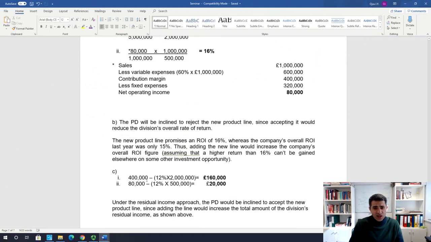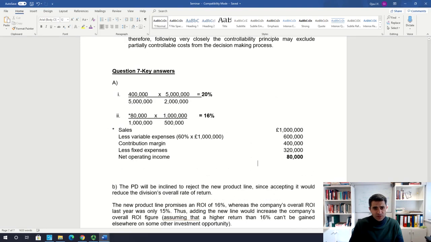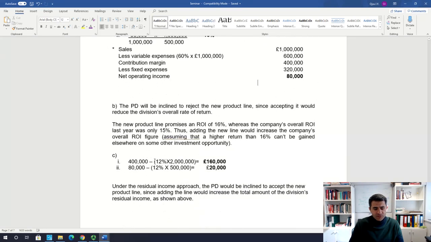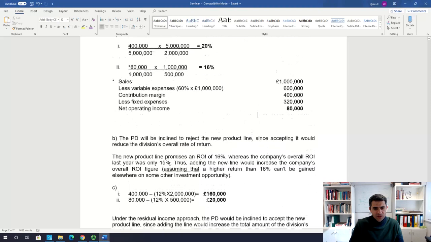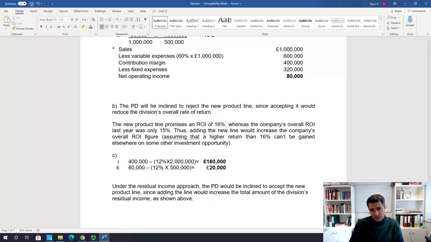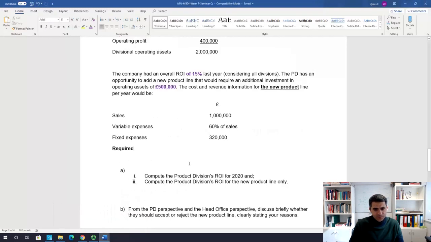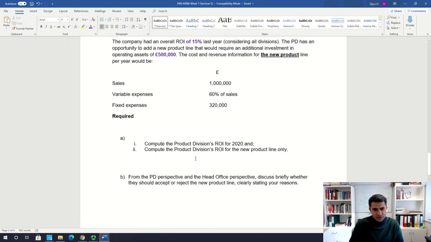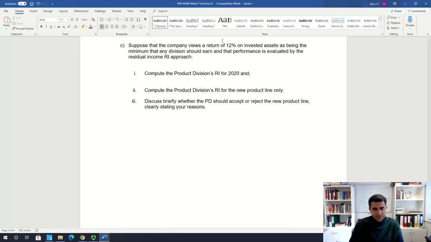Which is the profit, 400,000, minus, open bracket, the capital employed 2 million times 12%. Why 12%? Because in the question, look at the question here. Suppose the company views a return of 12% on investment assets as being the minimum that any division should earn. The performance is evaluated by residual income. So very simple, that's 12%.